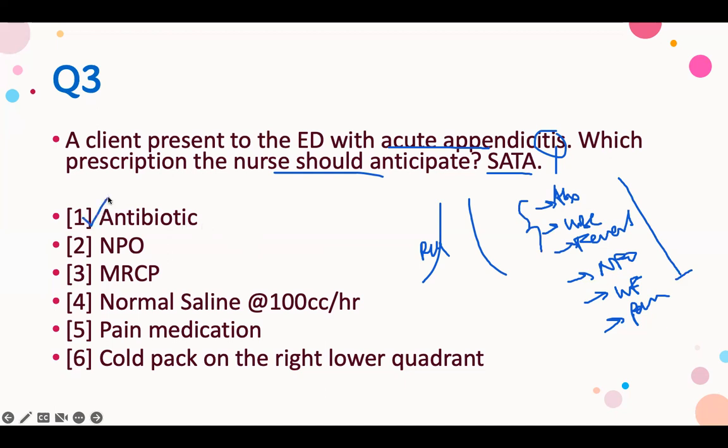Antibiotic, yes. NPO, yes. MRCP, I never said anything about MRCP. You use this for the gallbladder, cholecystitis, if you worry about a stone. So I never said anything about it. IV fluid, yes. Pain medication, yes. Cold pack on the right lower quadrant. Yeah, this is tricky. They have pain, so why don't we put some cold pack here? Guess what? The pain they're having is peritonitis, basically involving the peritoneal lining. Anything on the skin will not change it.